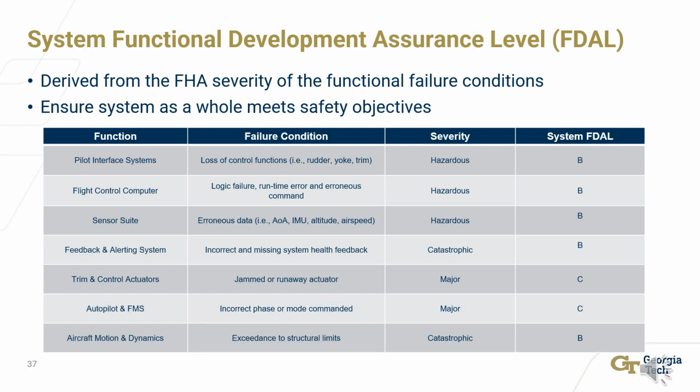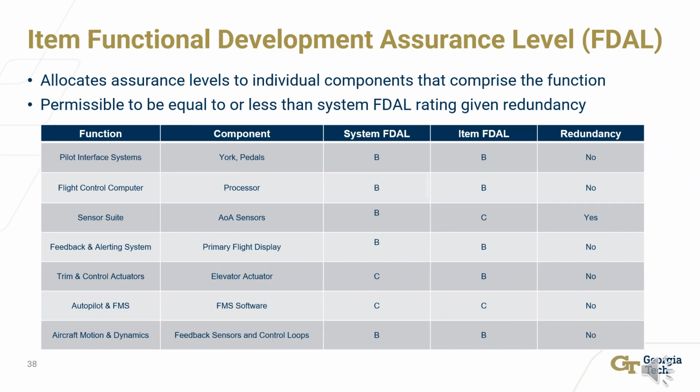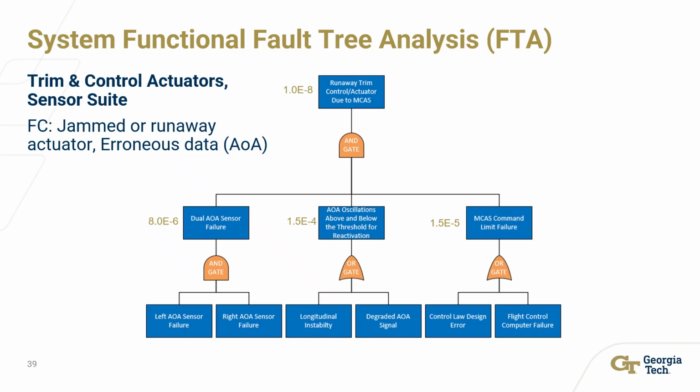Based on the FHA results, we assigned FDALs to each function. Catastrophic level failures like propulsion loss are assigned FDAL-A, requiring the most stringent verification and validation. We further decomposed system-level FDALs to individual hardware and software items. The item DALs trace to functional needs, supporting aircraft safety integration and certification readiness.